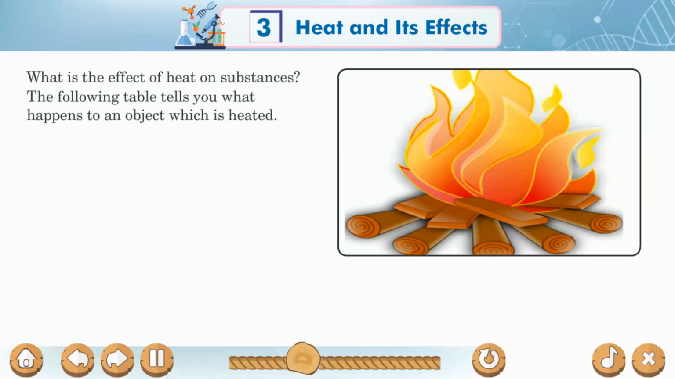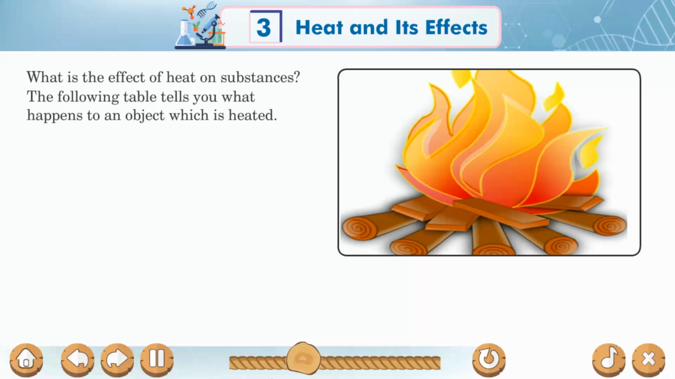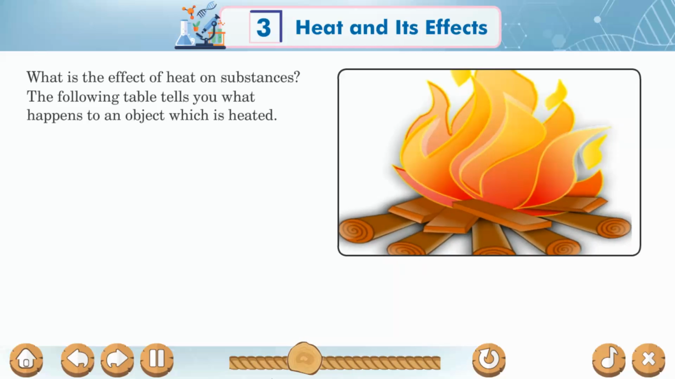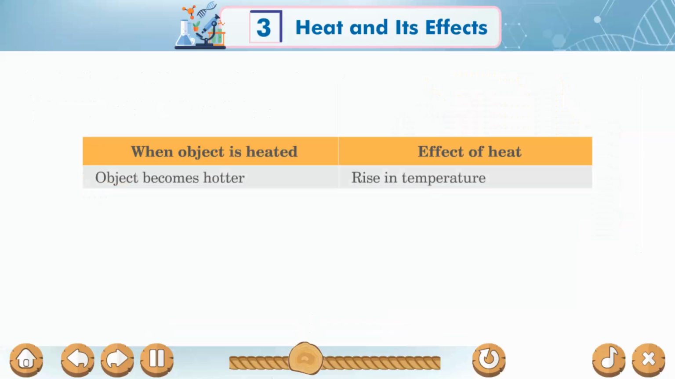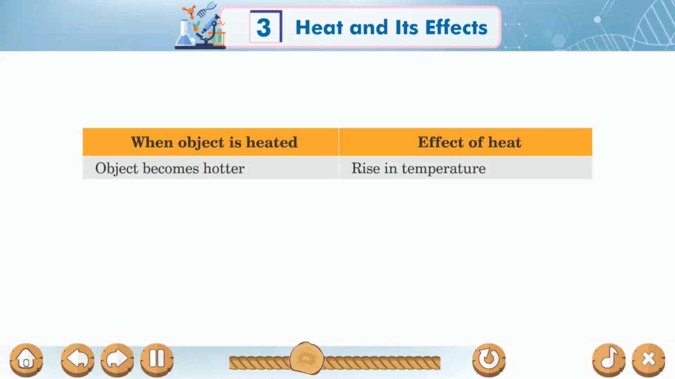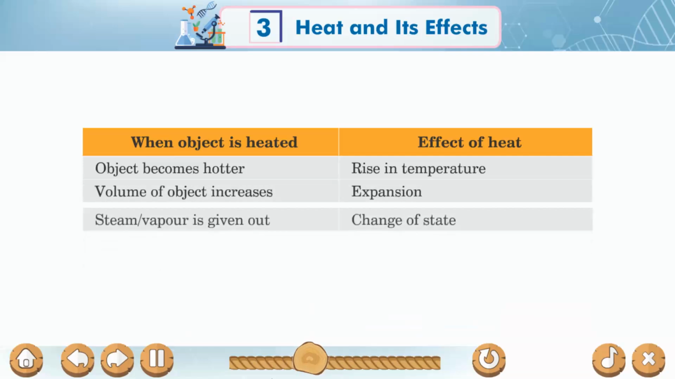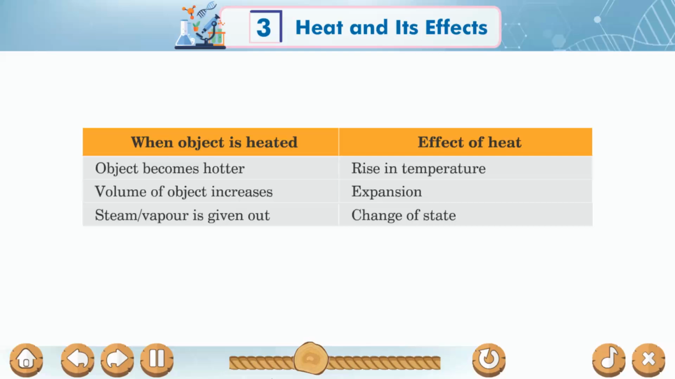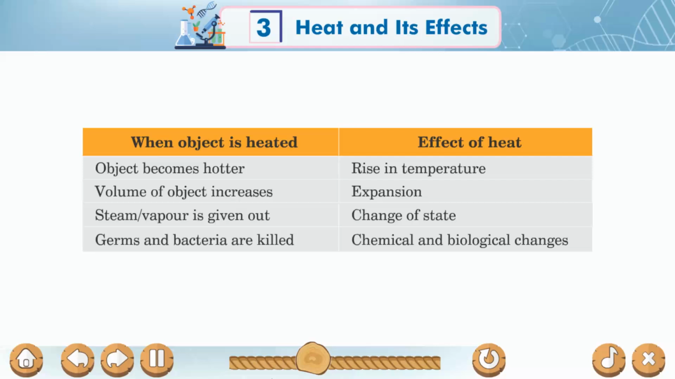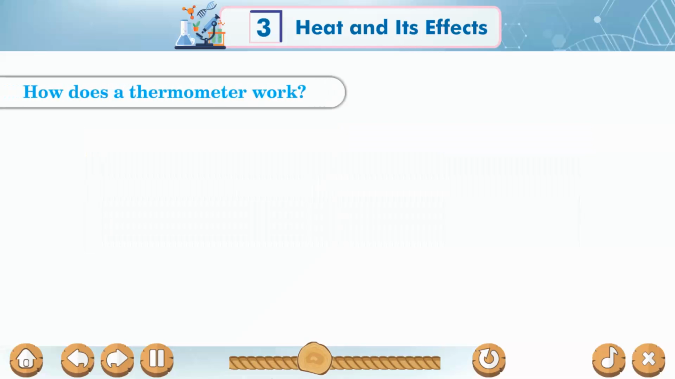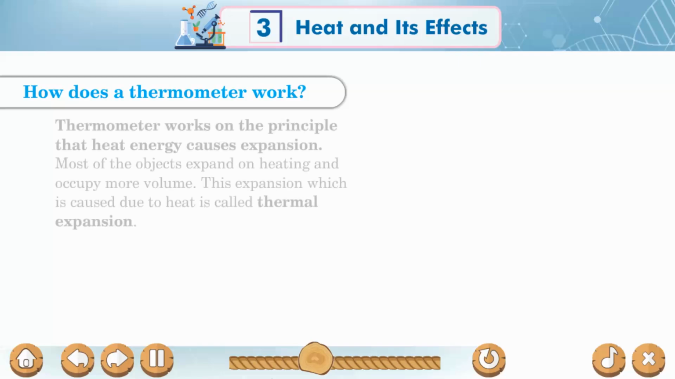What is the effect of heat on substances? The following table tells you what happens to an object which is heated. When object is heated, object becomes hotter. Effect of heat. Rise in temperature. Volume of object increases. Expansion. Steam or vapor is given out. Change of state. Germs and bacteria are killed. Chemical and biological changes.